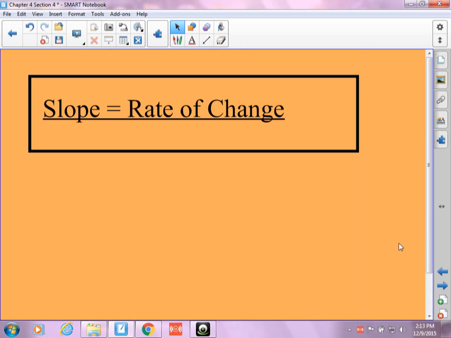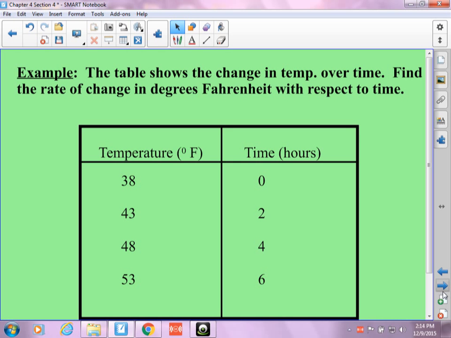Okay. Slope. Someone saw this earlier today and they're like, seriously, rate of change? I hate rate of change. Rate of change is just slope. That's all it is. Okay? Like some kids see fractions and they freak out. Fractions is just division. Don't let it get you uptight. Okay? Let's take a look at an example.